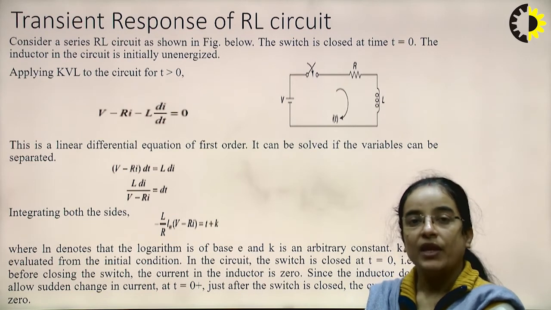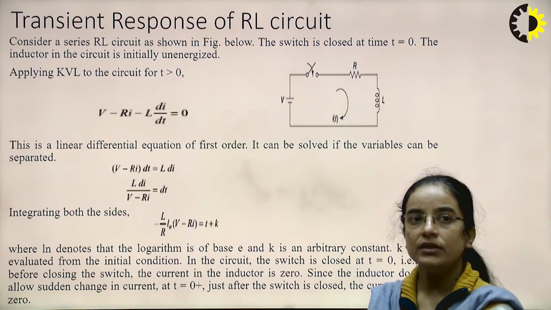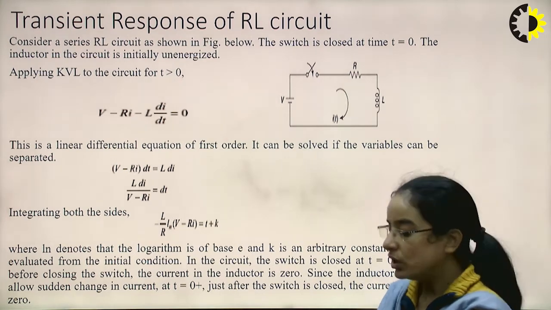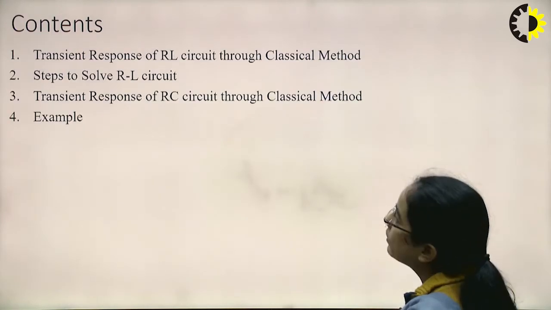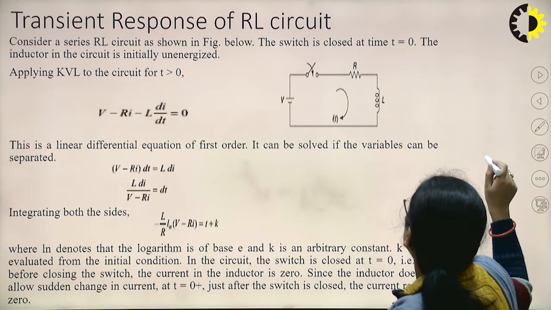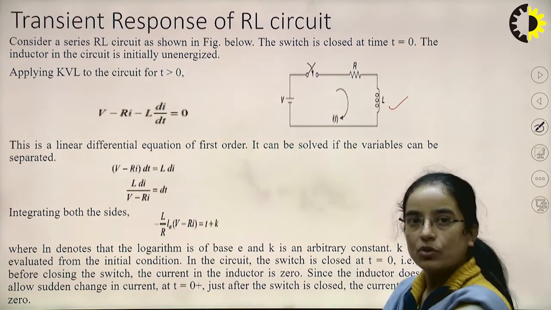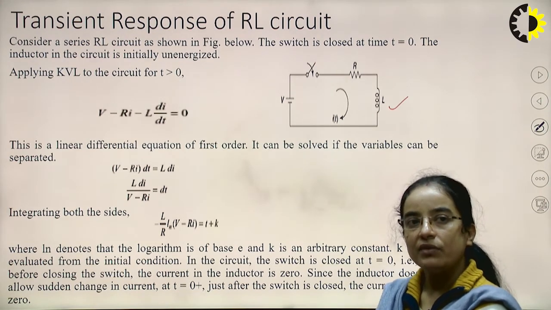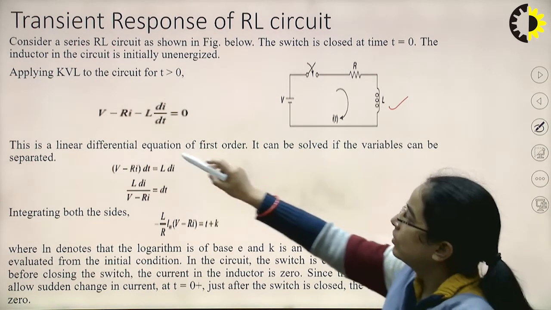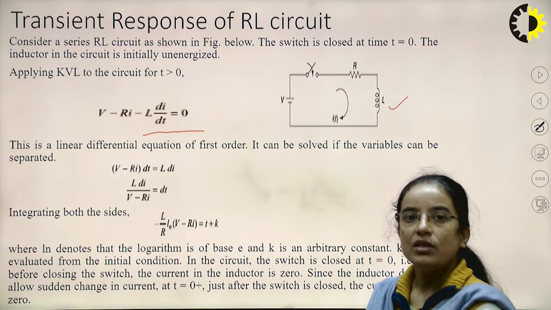Switch is open and at time t equal to 0 the switch is closed. The inductor in the circuit was initially unenergized or de-energized. So if we apply KVL for t greater than 0, we can write the KVL equation as V minus Ri minus L di by dt equal to 0. This is a linear differential equation of the first order. So we can easily solve it.